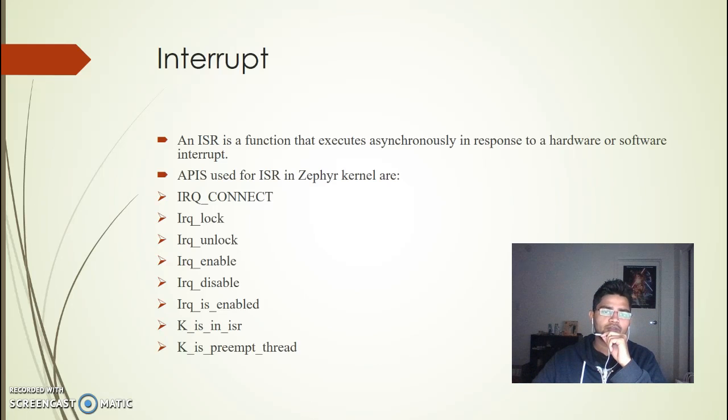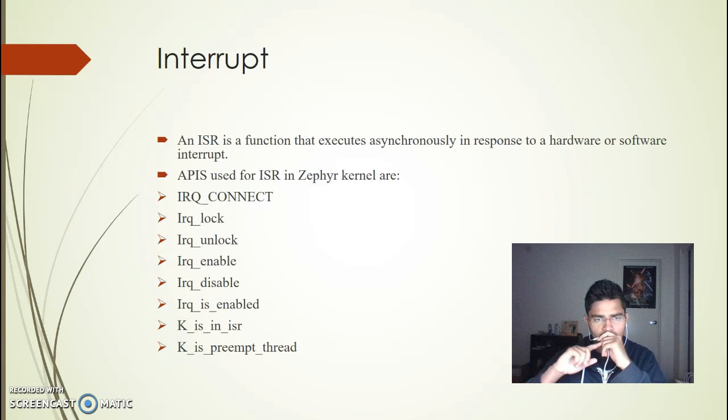The following interrupt-related APIs are provided by IRQ.h. IRQ_connect initializes an interrupt handler. IRQ_lock is used to disable all interrupts on the CPU. IRQ_unlock reverses the effect of a previous call to IRQ_lock using the associated lockout key. IRQ_enable is used to enable interrupts from source IRQ. IRQ_disable is used to disable interrupts from source IRQ.